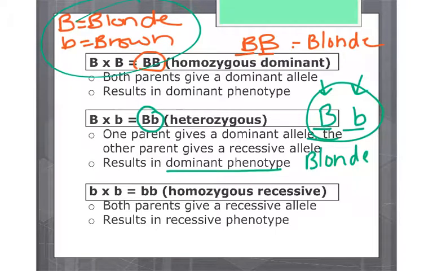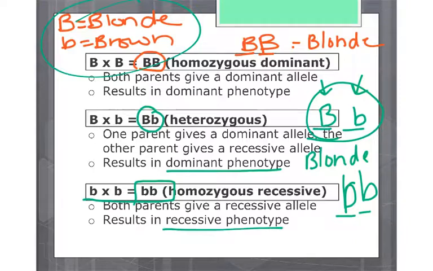Now, coming down here, I have homozygous recessive. That indicates that I have two little b's. So that means this individual had to get that recessive trait, one from mom, one from dad. So that is going to indicate a recessive phenotype. So here, this individual must have brown hair, going from the example I gave.